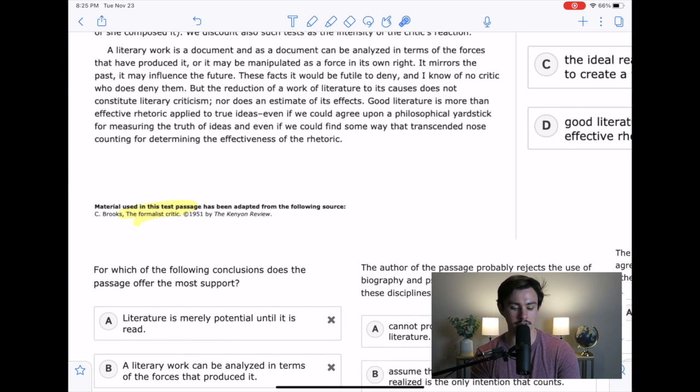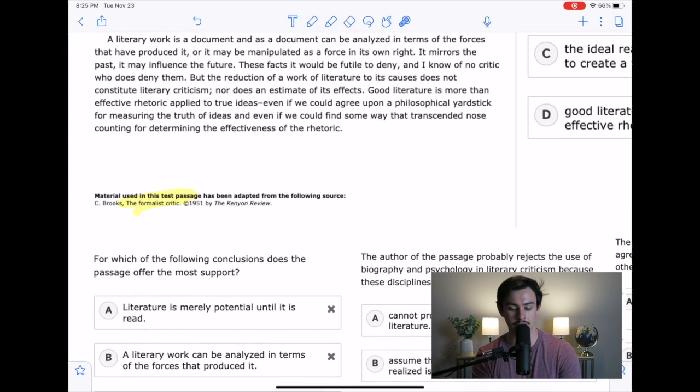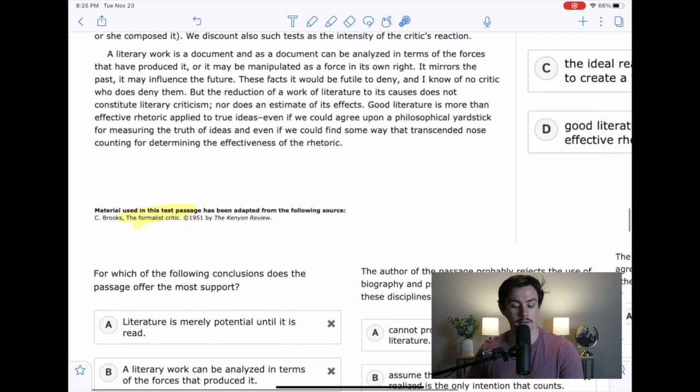It says, literary work is a document, and as a document can be analyzed in terms of the forces that have produced it, or it may be manipulated as a force in its own right. It mirrors the past. It may influence the future. These facts it would be futile to deny, and I know of no critic who does deny them.